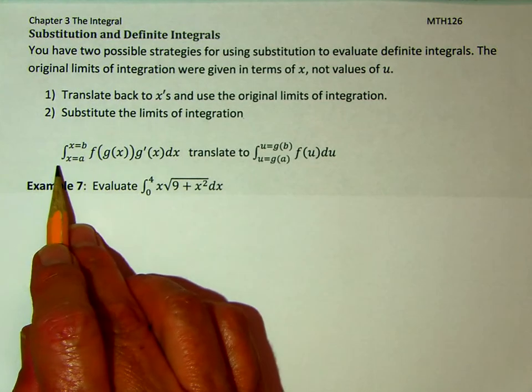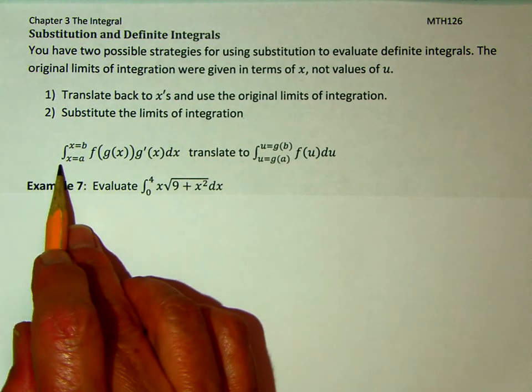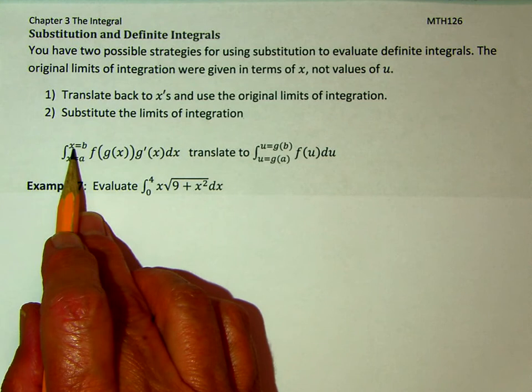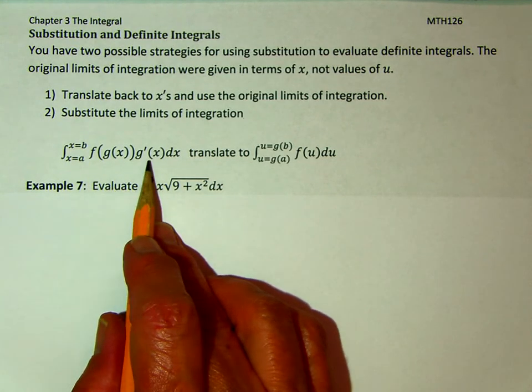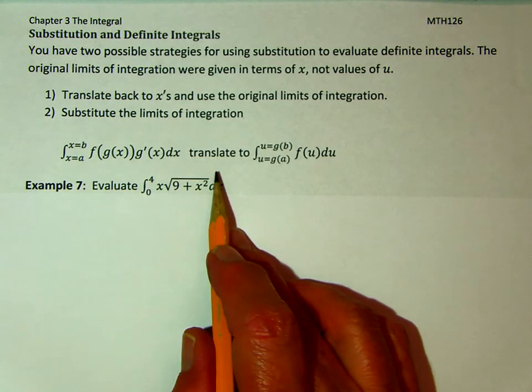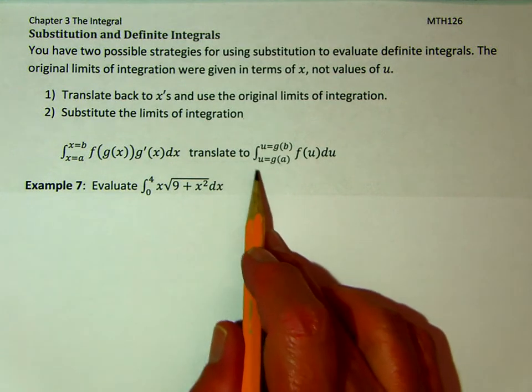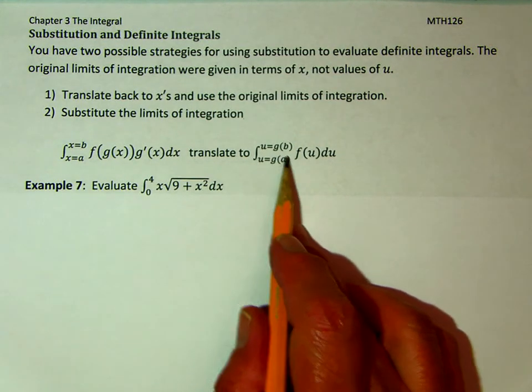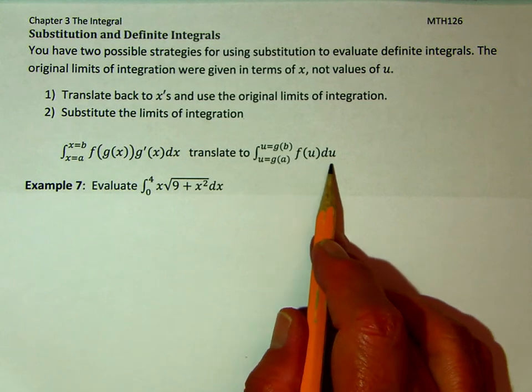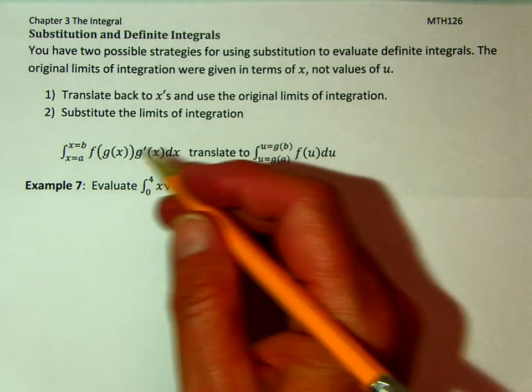So we would be taking the definite integral from x equals a to x equals b of f of g of x, g prime of x dx, and translate it into the integral from u equals g of a to u equals g of b, f of u du. Let me show you how that works.